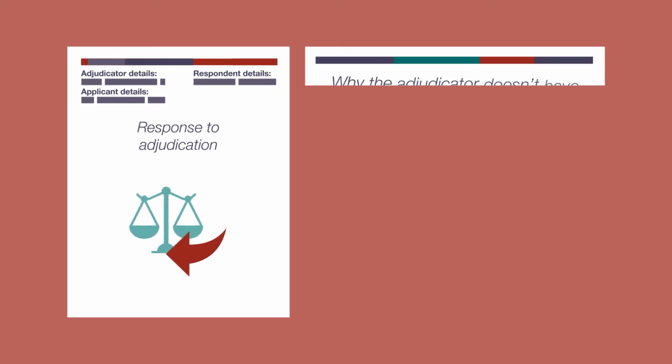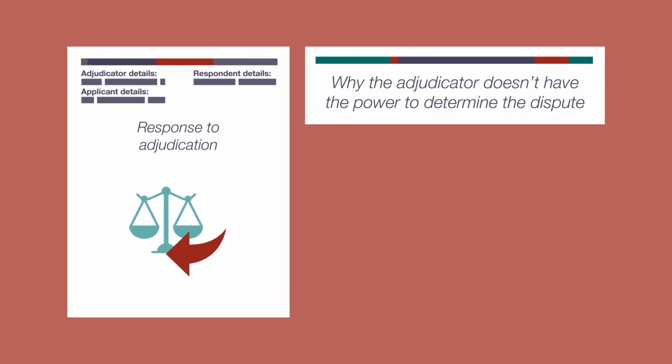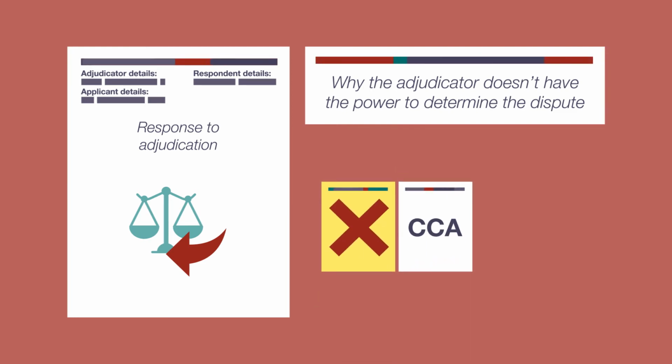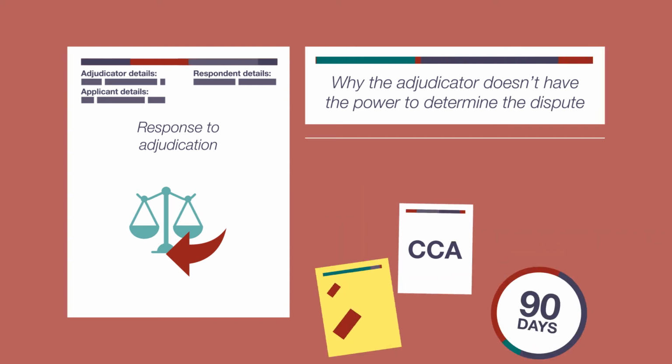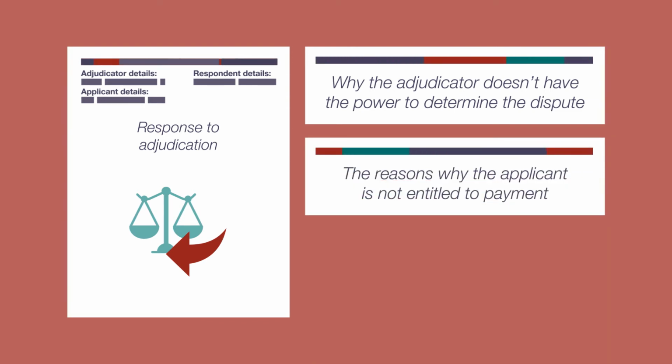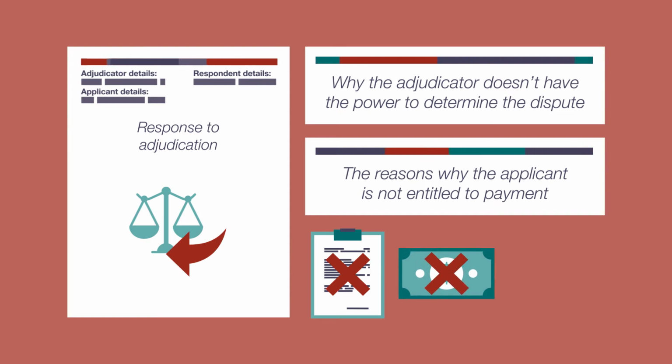The response may also set out why the adjudicator does not have power to determine the dispute, for example because the contract doesn't meet the definition of a construction contract under the CCA, or the application was not served within the 90 business day time limit required, or the reasons why the applicant is not entitled to payment. This may be due to the works being defective, the amount claimed was not due and owing under the contract, or the respondent had a right under the contract to set off against the amount claimed.